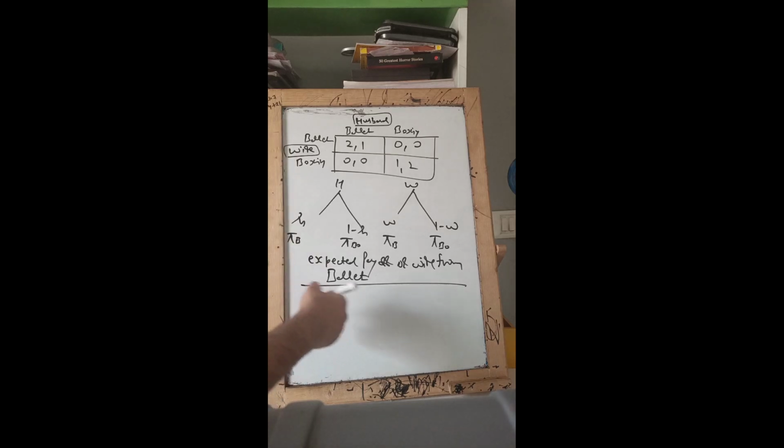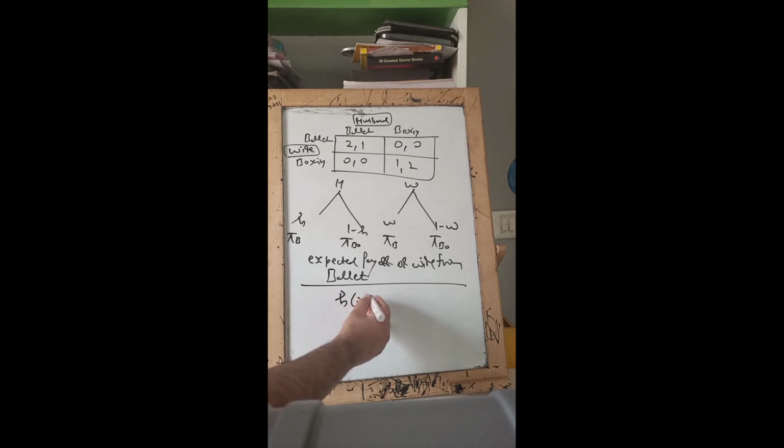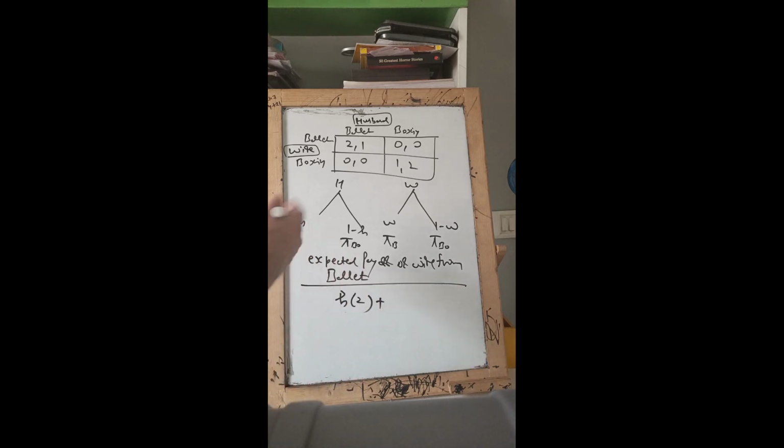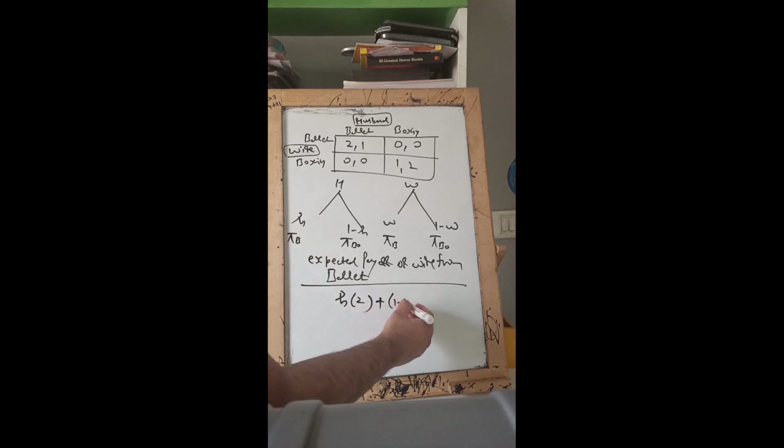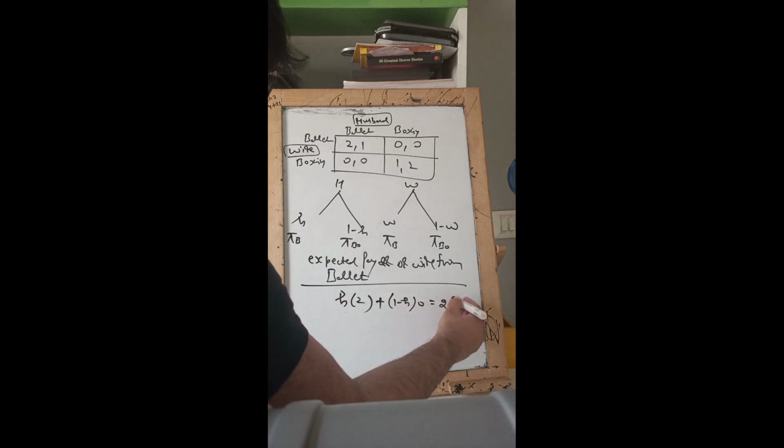Suppose husband also goes to ballet, the probability of which is h. So wife is gonna get 2, right? But if the husband is going to boxing, the probability of which is 1 minus h, the wife is going to be ending up with a 0. So you have this as 2h.